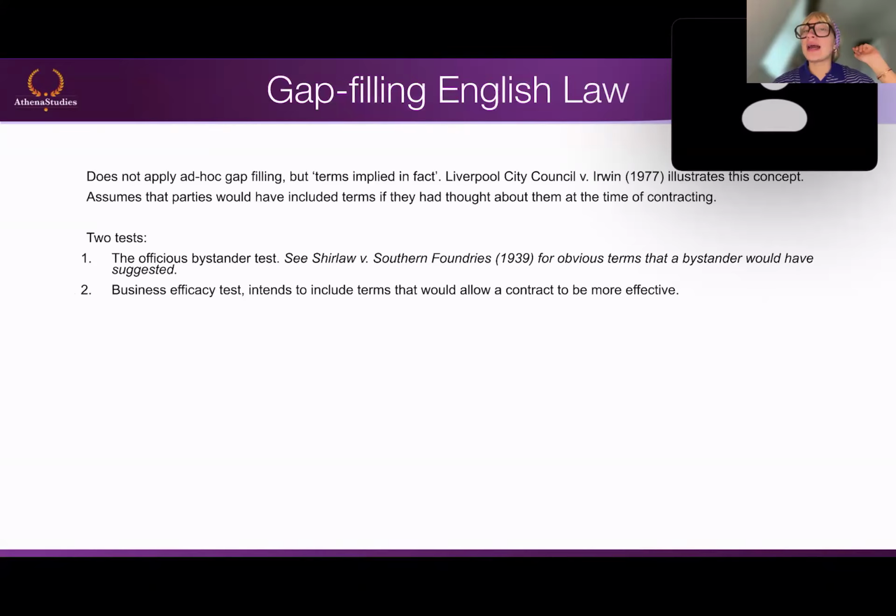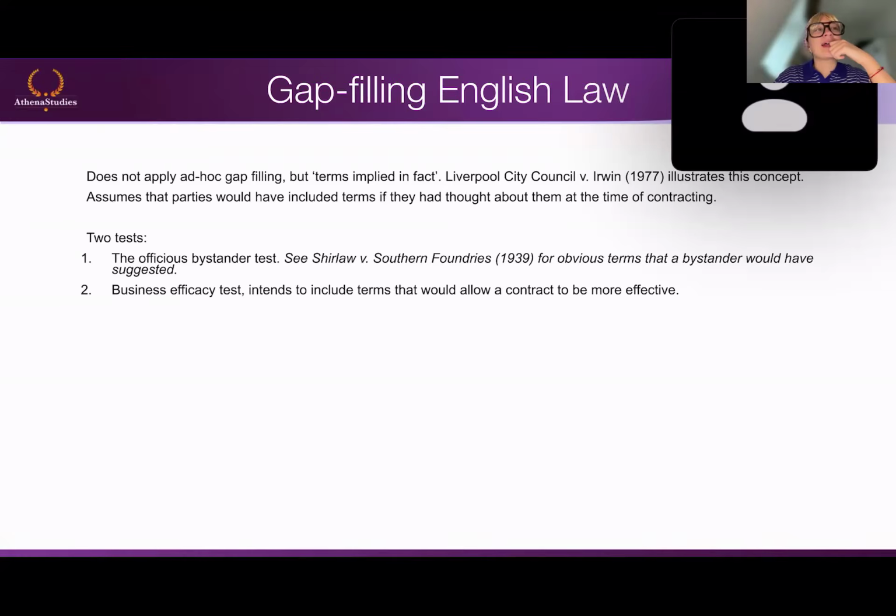And we have now gap filling in English law. Well, English law says that we're not like you, we don't have this ad hoc gap filling. We have this thing called terms implied in fact. This is Liverpool City Council versus Irwin. You can look in the case facts. It is interesting, but not really needed for this course.